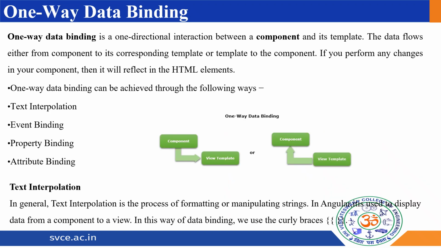The first one is one-way data binding. One-way data binding is one-way interaction between the component and its template. The data flows either from the component to its corresponding template or from the template to the component. If you perform any changes in your component, then it will reflect in the HTML element. So one-way data binding can be achieved through the following ways: text interpolation, event binding, property binding, and attribute binding.